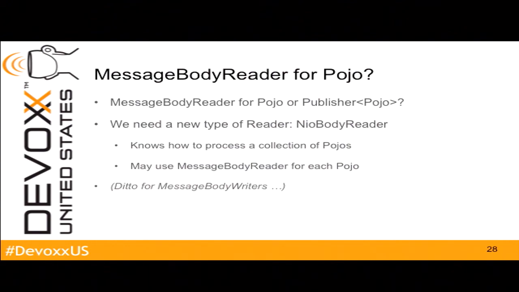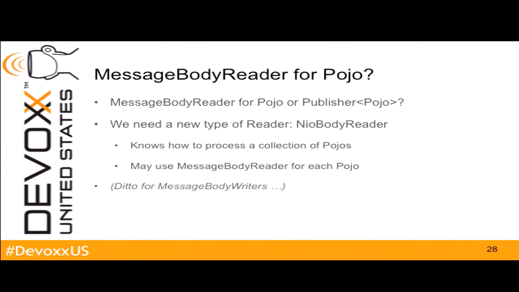But obviously, processing a collection is not the same as processing a single object, so you need some additional help from the application to do that. And in the case of JSON and things like that, obviously, they're going to be provided out of the box. Everything I just said obviously applies to the message body writers as well, because you can do NIO writing, not just reading.